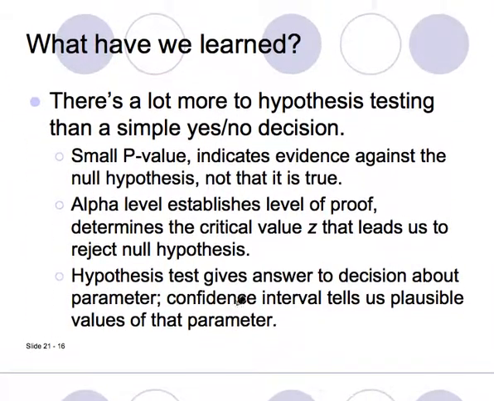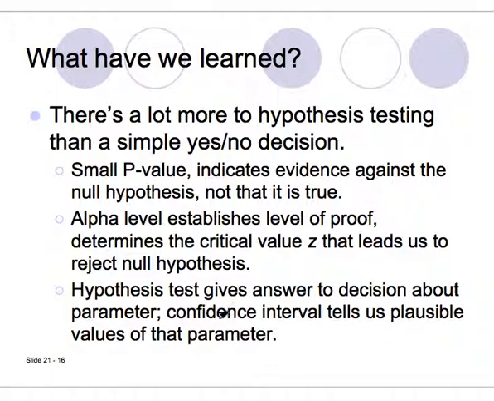Okay, so here's a summary of what we have learned so far. There's a lot more to hypothesis testing than just saying yes or no. A small p-value indicates evidence against the null hypothesis, not that it's true. The alpha level establishes the level of proof. It determines the critical value that leads us to reject the null hypothesis. The hypothesis test gives an answer to a decision about a parameter. The confidence interval tells us plausible values of that parameter.